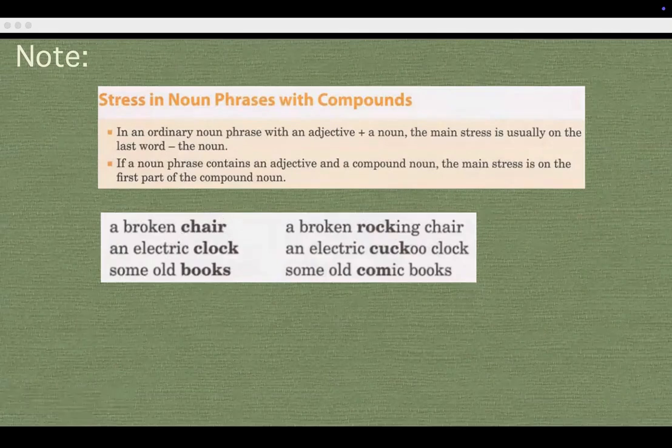Next one, if a noun phrase contains an adjective and a compound noun, the main stress is on the first part of the compound noun. We have the example, a broken rocking chair. With this, we have an adjective, broken, and a compound noun, rocking chair. The main stress is on the first part of the compound noun, rocking. So the word rock is stressed.